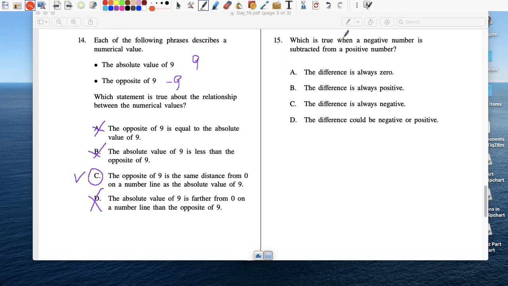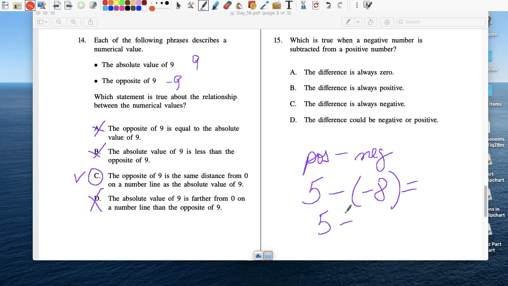15. Which is true when a negative number is subtracted from a positive number? So what happens when a negative is subtracted from a positive number? So let's take an example. 5 minus, I don't know, pick any negative, negative 8. So the answer will always be what? Well, this eventually turns into 5 plus 8, right?